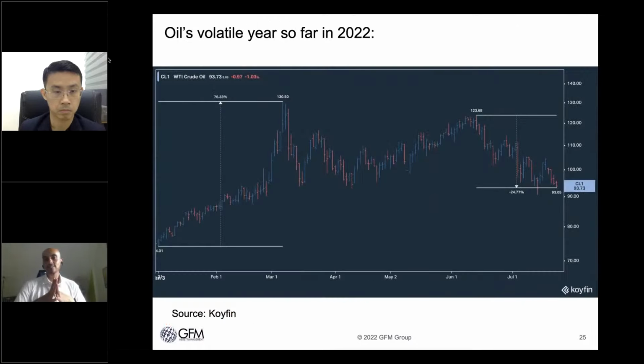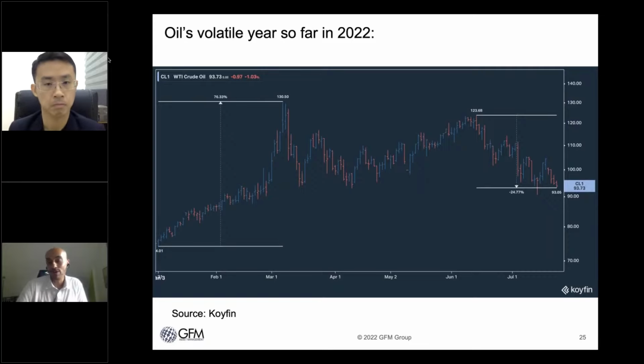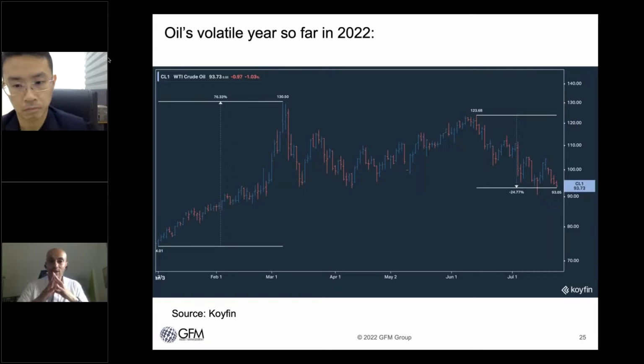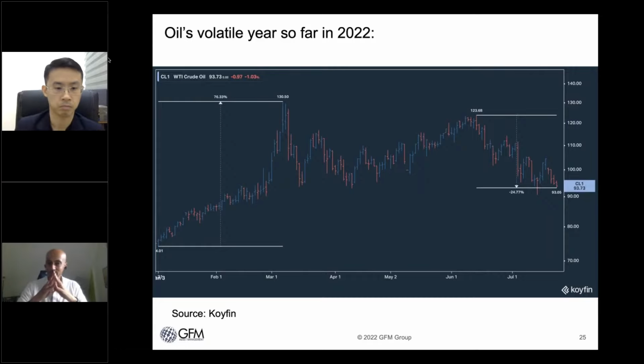Now, in terms of prices, I've given you a bit of the supply side and demand side of the oil picture. What has that meant this year in terms of if you were trading oil futures, would you have made or lost money? It's been a very volatile year for oil futures. If you started the year with oil prices around $70 a barrel, $75 a barrel, you saw that by March, by the time of Russia's invasion of Ukraine, oil prices went up to $130 a barrel.